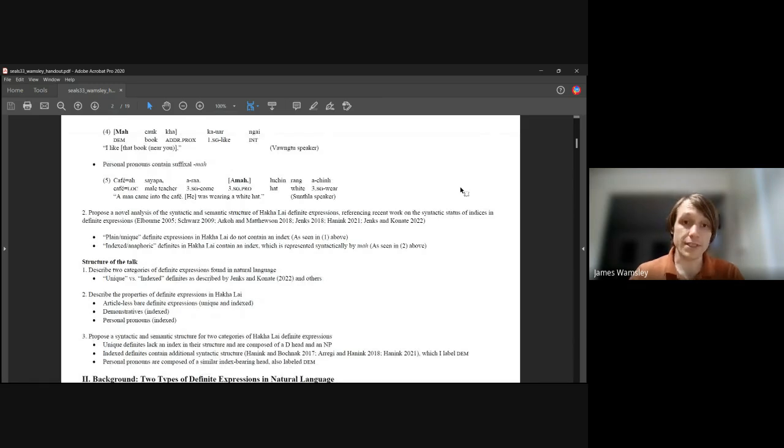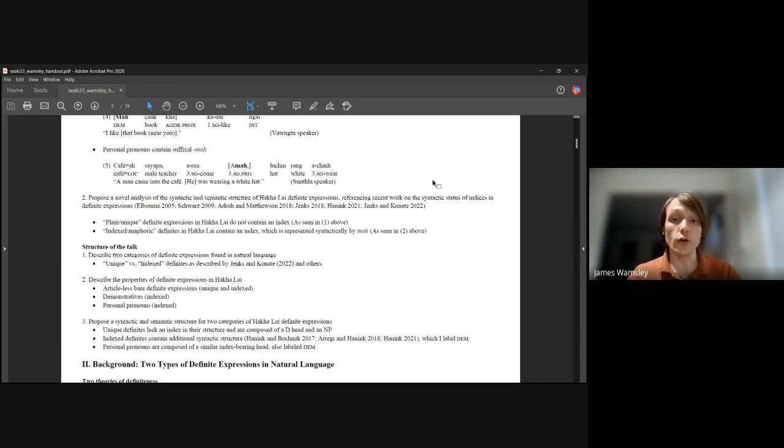Another place where we see this ma morpheme is in personal pronouns, where ma appears to be a suffix. So in the example in 5, we have third person singular personal pronoun he is ama. So we have a series of examples where this morpheme ma appears in what are generally considered definite expressions, but not all definite expressions contain ma.